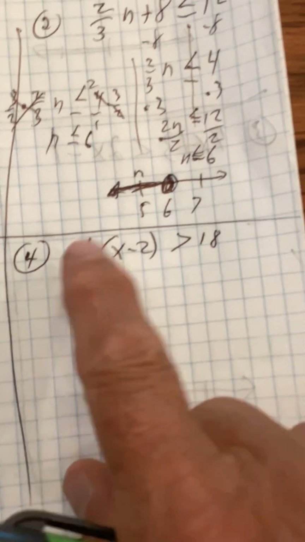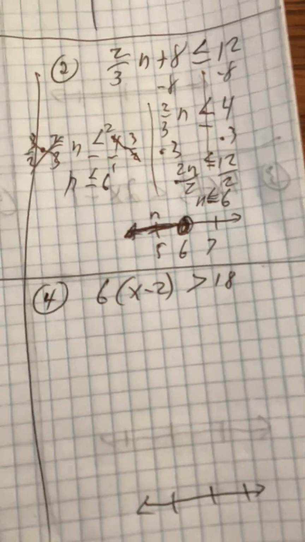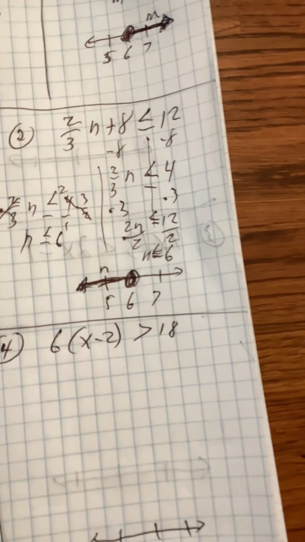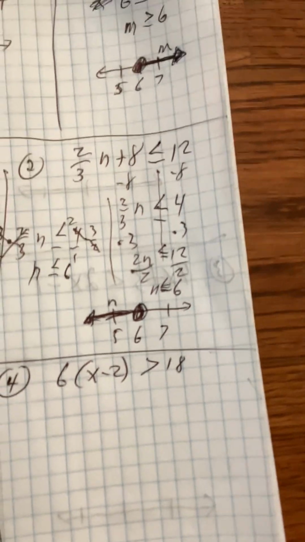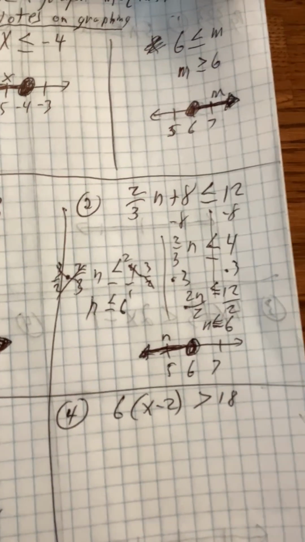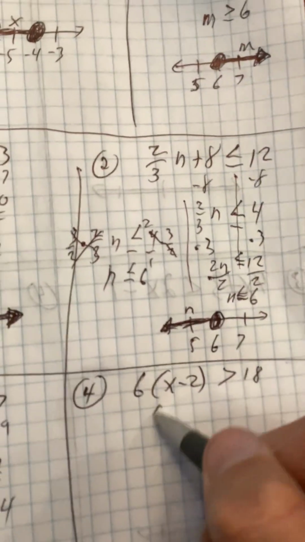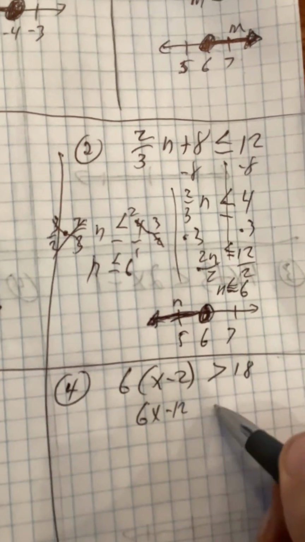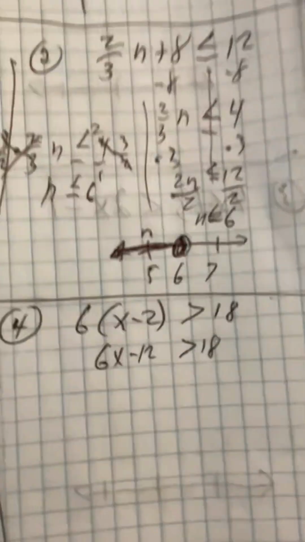So here, you could just divide both sides by 6. That's one way. Yeah, that'd be the fastest way. But here, let's just distribute, because I say you're supposed to simplify first before you solve. So let's just simplify first.